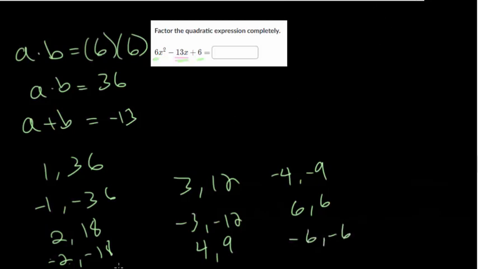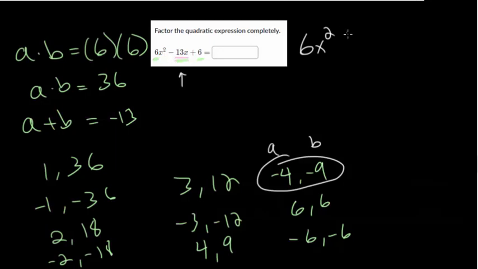So now, out of these pairs, which of these would actually add up to minus 13? And you might notice that would be this pair right here, minus 4 and minus 9. So it doesn't matter which you call A and which you call B, but those are the two numbers we're looking for because we want to break up this minus 13x term into two separate terms. So we have 6x squared, and instead of minus 13x, we're going to write minus 4x minus 9x plus 6.